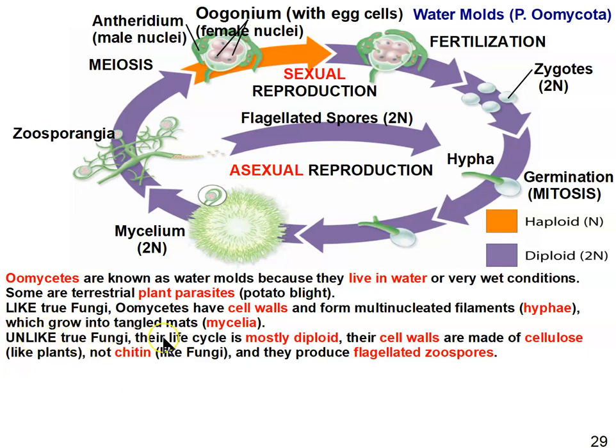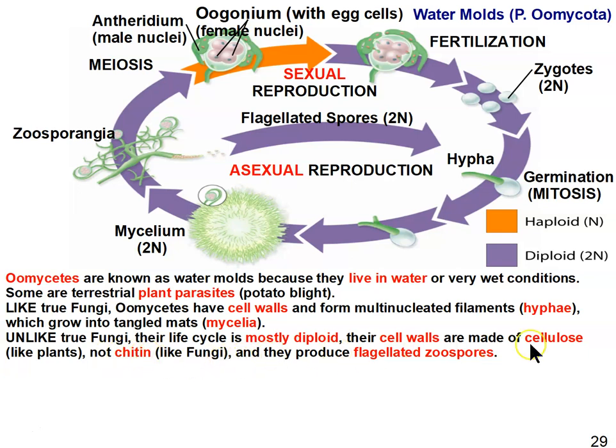Unlike true fungi, their life cycle is mostly diploid. Like on the previous slide, I pointed out that true fungi have a life cycle that is mostly haploid. In the Oomycetes here, their life cycle is mostly diploid, as you can see from the color coding in the diagram. And their cell walls are made out of something different than the cell walls of true fungi. The cell walls of Oomycetes are made of cellulose, not chitin. True fungi have cell walls made out of this material called chitin, and again, you'll learn that when we study fungi.